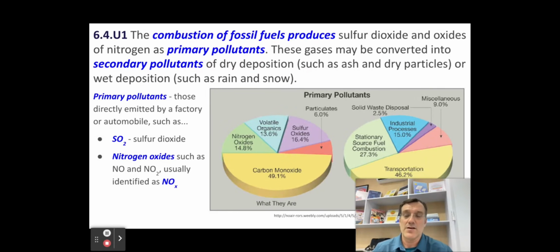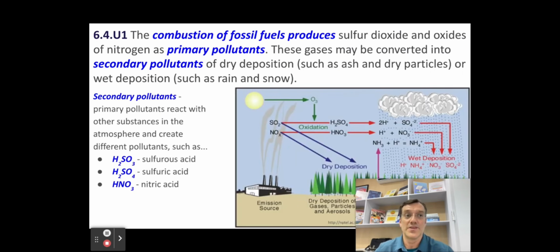Acid deposition is mainly caused by the combustion of fossil fuels, such as coal, oil, and gas. When these fuels are burned, they release sulfur dioxide and oxides of nitrogen as primary pollutants. These gases can react with water vapor and other chemicals in the atmosphere to form secondary pollutants, such as sulfuric acid and nitric acid. These acids can then fall to the earth as dry deposition, such as ash and dry particles, or wet deposition. That's rain and snow.